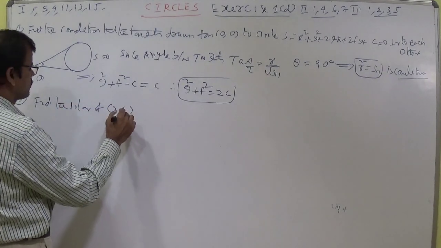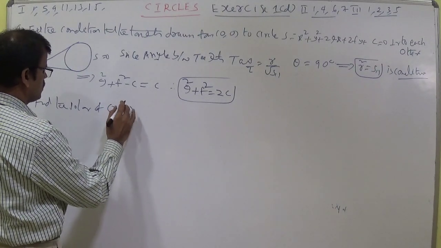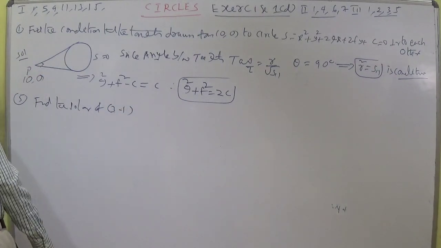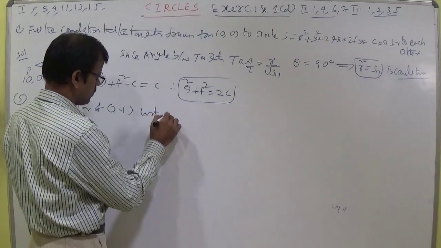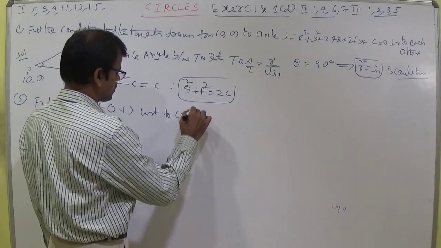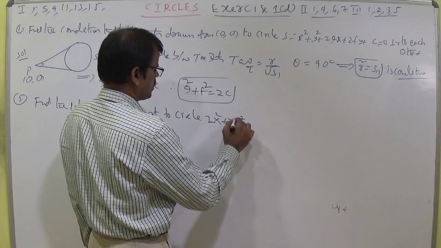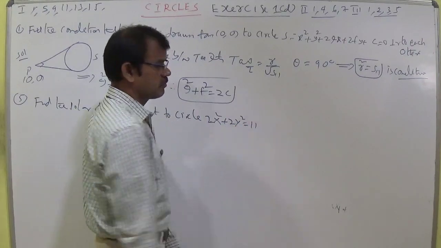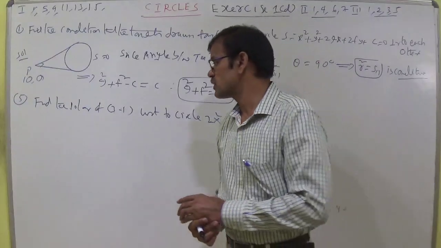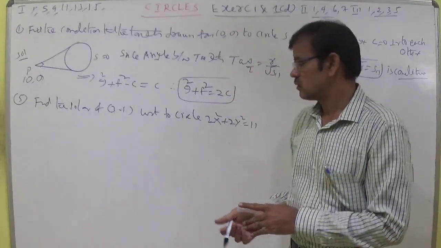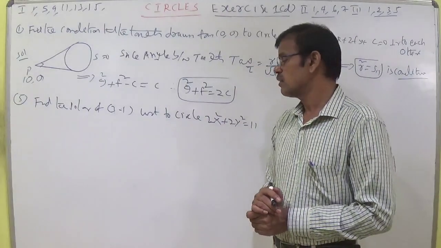Find the polar of (3, -1) with respect to the circle 2x² + 2y² = 11. To calculate any values for the circle, you should divide by the coefficient of x² and y². It is called standardization.